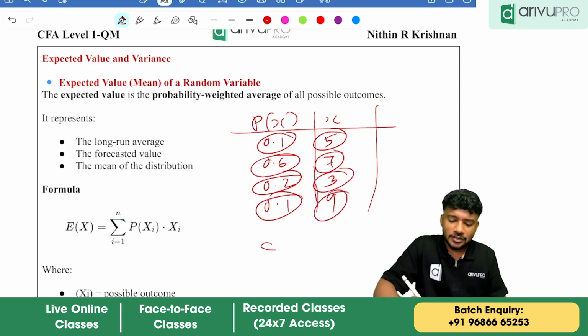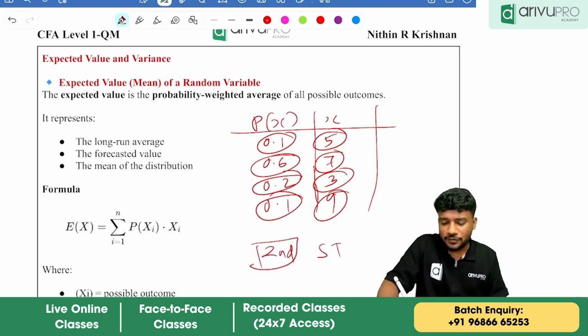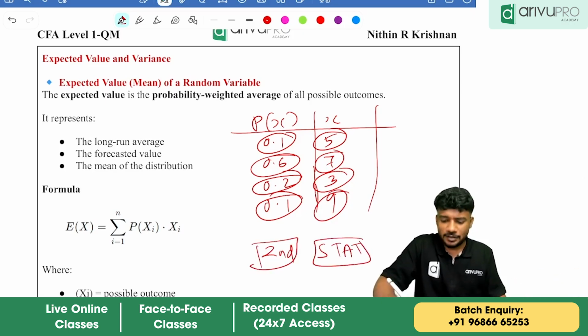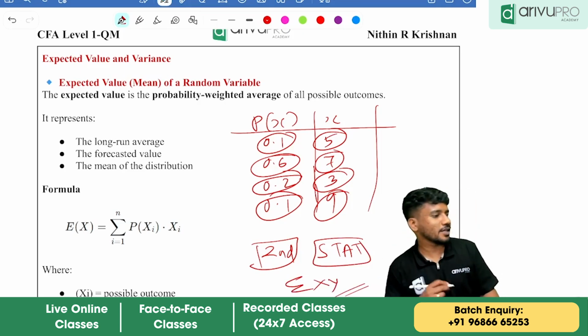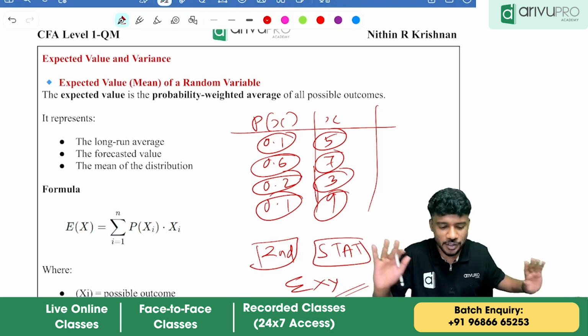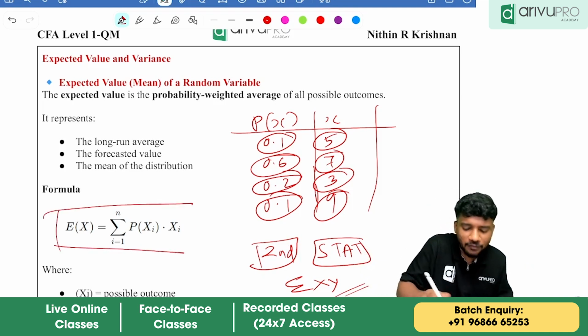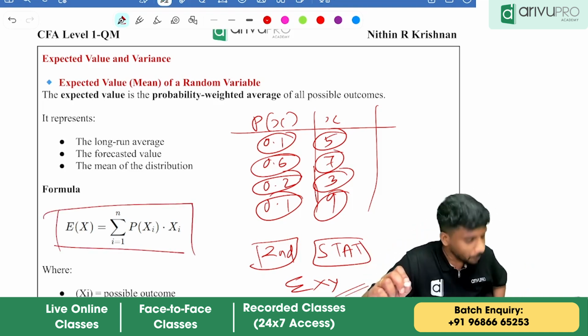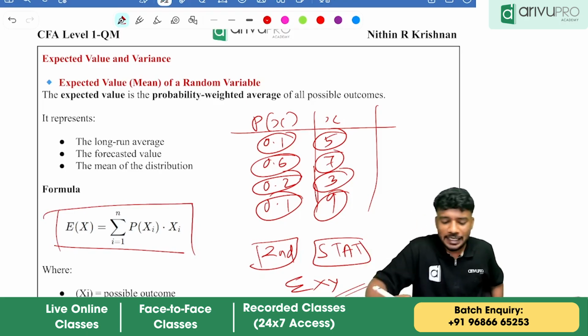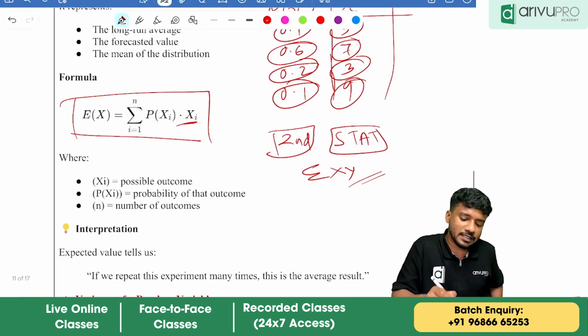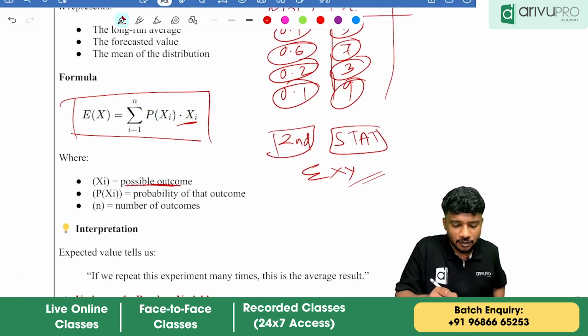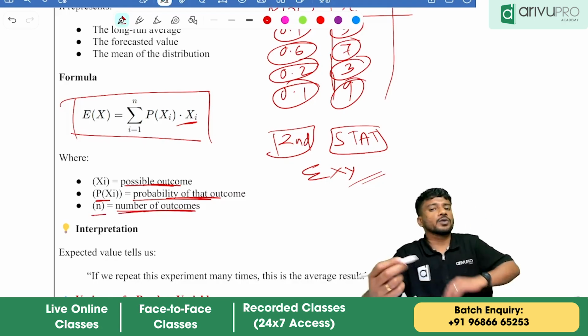Then we will click second, then the stat function in our calculator. Then we will find sigma xy. We will get the answer. That's the logical way of doing the question. But this is the formula. The formula of expected value of x is nothing but summation of probability of xi into the corresponding x value. Make a note of it. Xi is nothing but possible outcome. P of xi is the probability of the outcome. Then n is the number of outcomes.